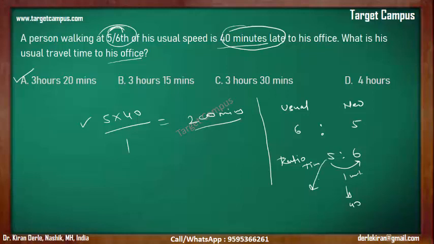What is the usual travel time? This has got multiplied by 40, so this should also get multiplied by 40, that is 200 minutes again, right? Even if you are asked what is the new time the person is taking, this 6 into 40 is 240 minutes, right? So you can see the difference here also, 40 minutes. Hope you understood this, right?